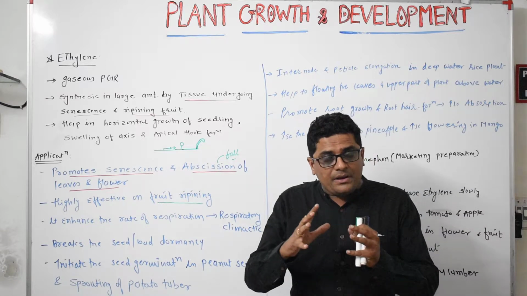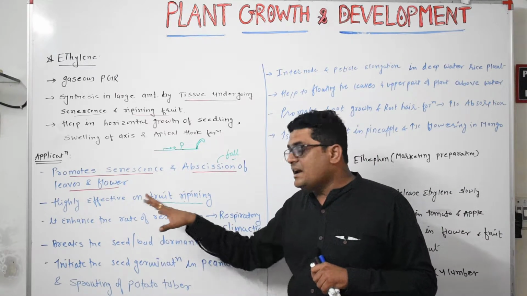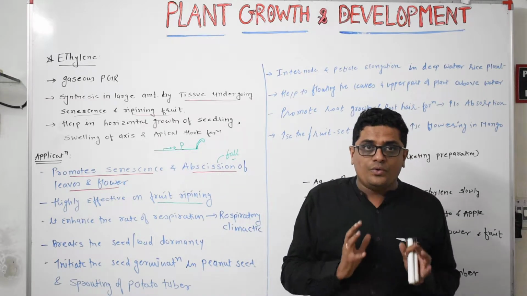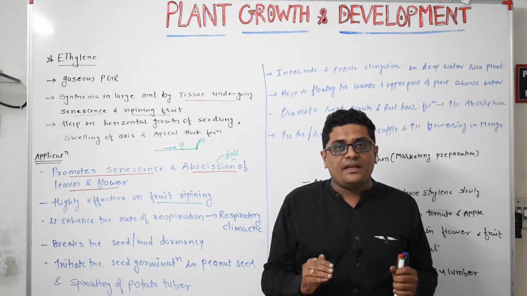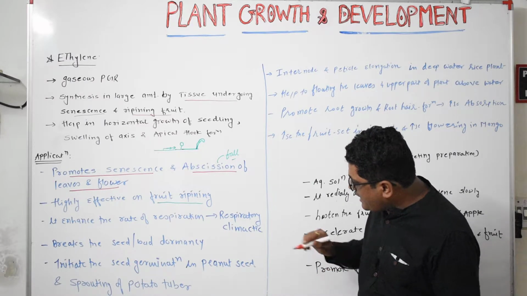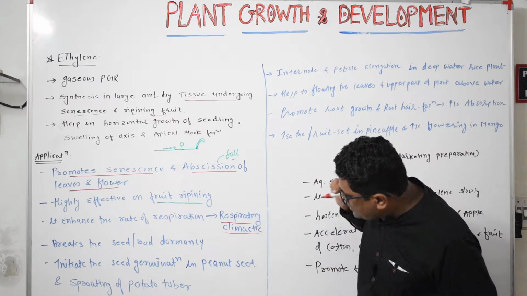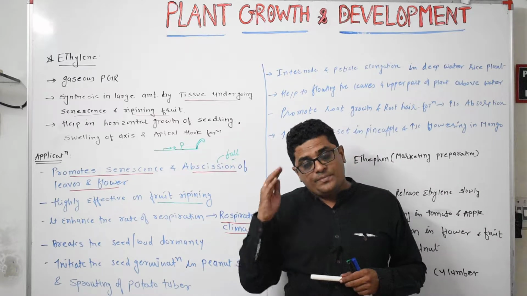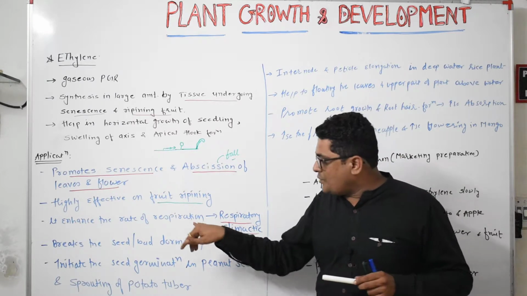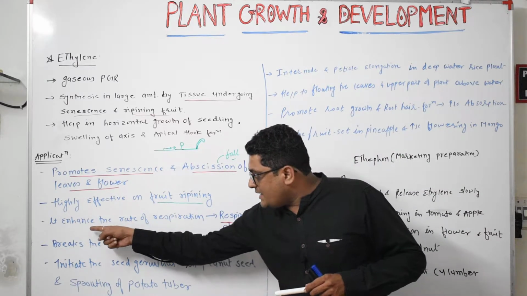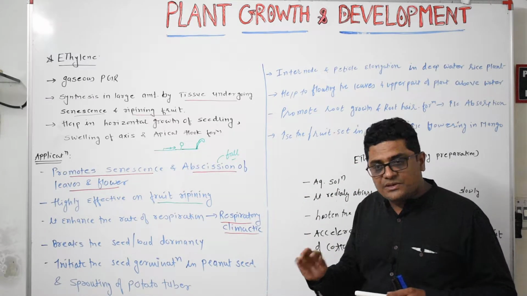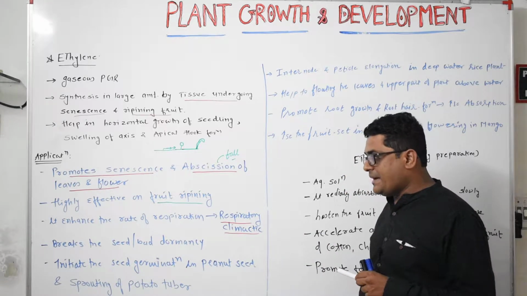Also during the ripening of the fruit, the respiratory rate is enhanced. Ethylene increases the respiratory rate, because during the ripening of the fruit more energy is required, and that's why the respiratory rate increases. This respiration is known as the respiratory climacteric.